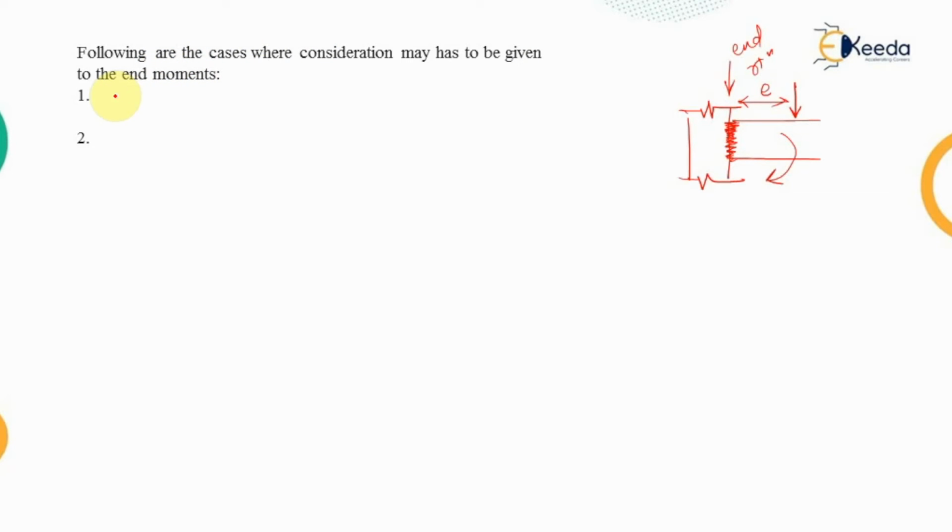So the first case where we need to consider the end moments is when the end reactions of the beam are eccentric, therefore they will give rise to the end moments.